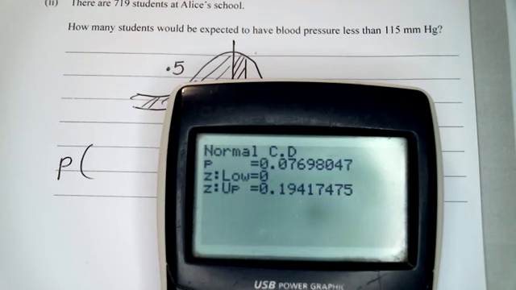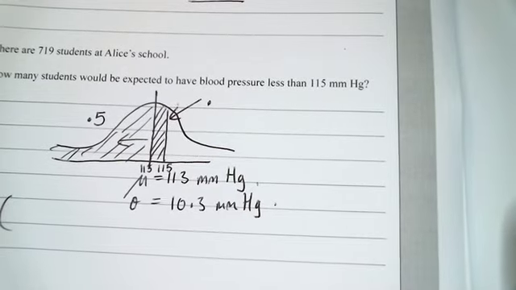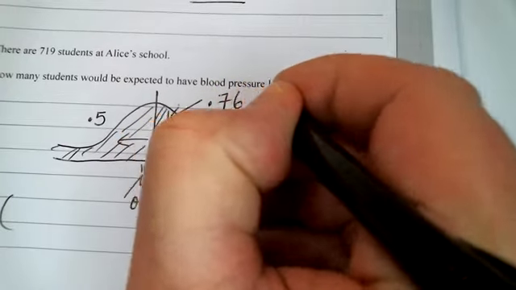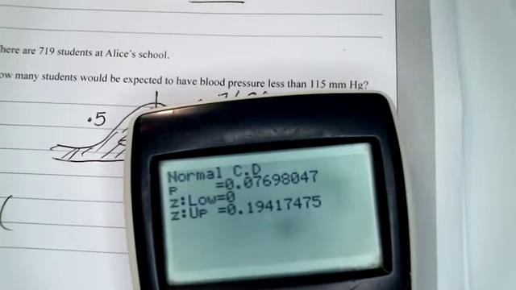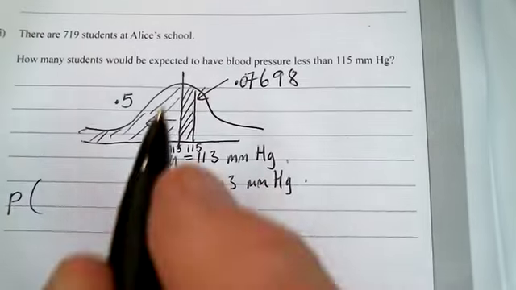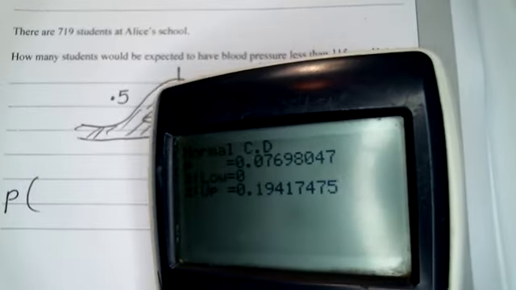So we've got a p-value here of 0.76, and so on. So the p-value of this bit here is, and I'll just write that in, 0.07698. Crikey, that was close. So the Z value here, let's have a look at the Z value. The Z value is 0.19.